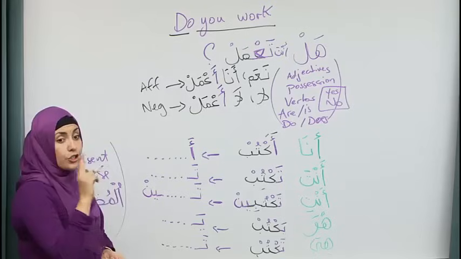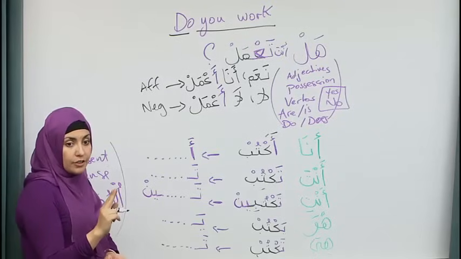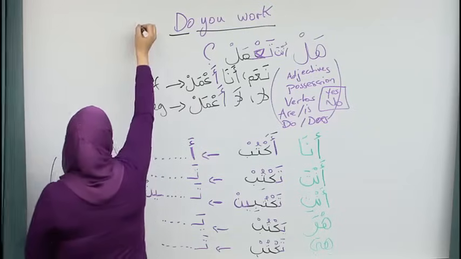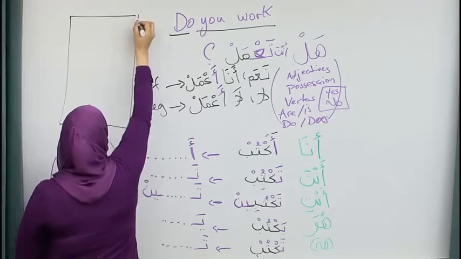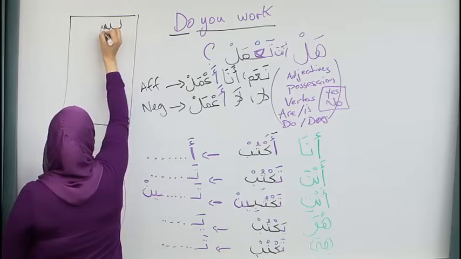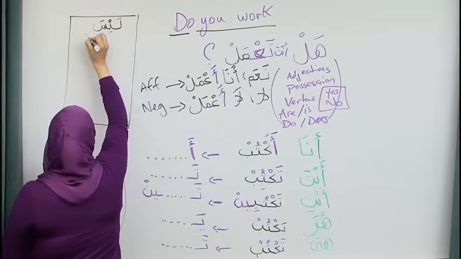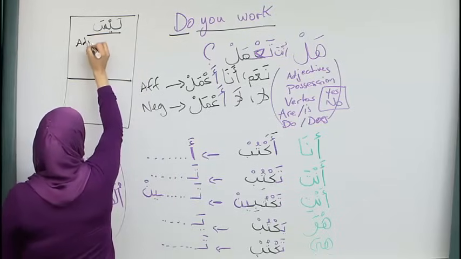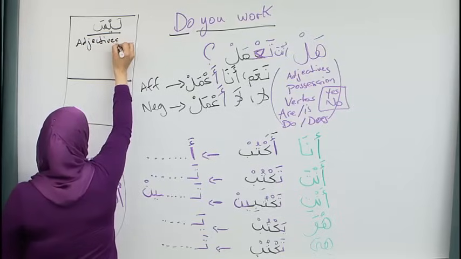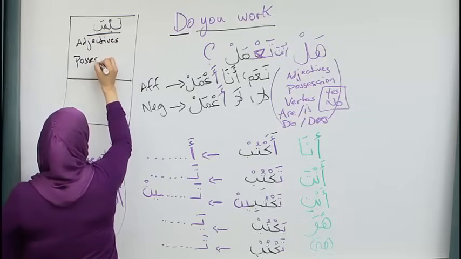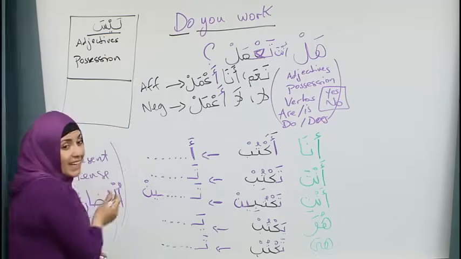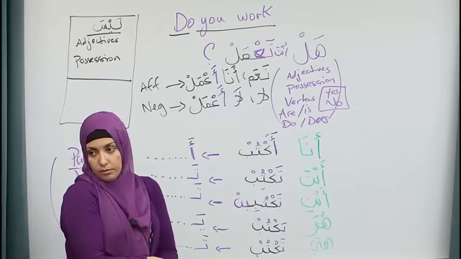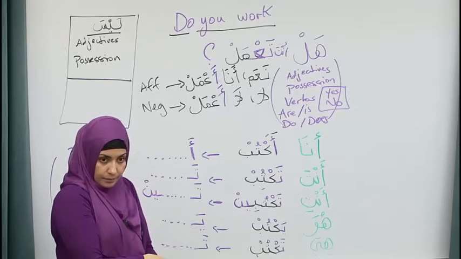So there are two types of negation. There is ليس and there's لا. We've seen earlier that we use ليس with what? What did we use ليس with? Adjectives and possession, right? ليس عندي, I don't have. Or لست فرحان, I'm not happy. Or لست تعبان, I'm not tired.